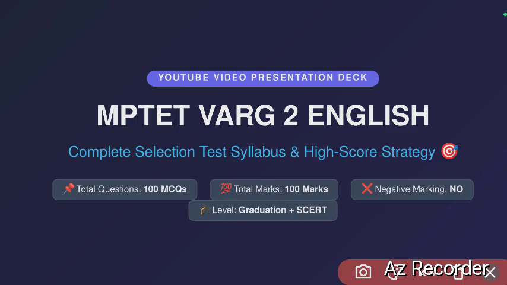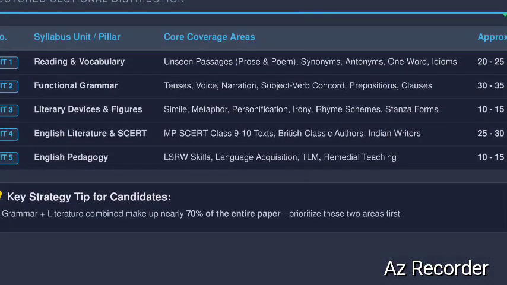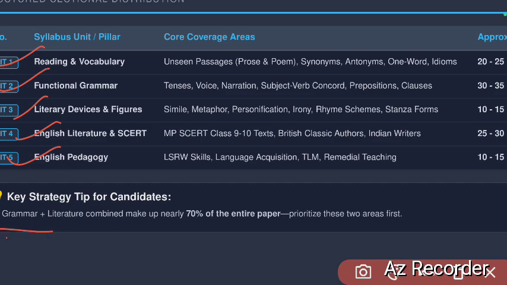And the syllabus is broadly categorized into 5 major pillars, or 5 major units, which are reading vocabulary, functional grammar, literary devices and figures, English literature and SCERT, and English pedagogy. These are the 5 major units which you have to study deeply. Grammar and literature make up 70% of this exam. Most questions are asked from these areas. Now I'll explain in detail which areas are important and break down the entire syllabus thoroughly. So let's move towards the syllabus.